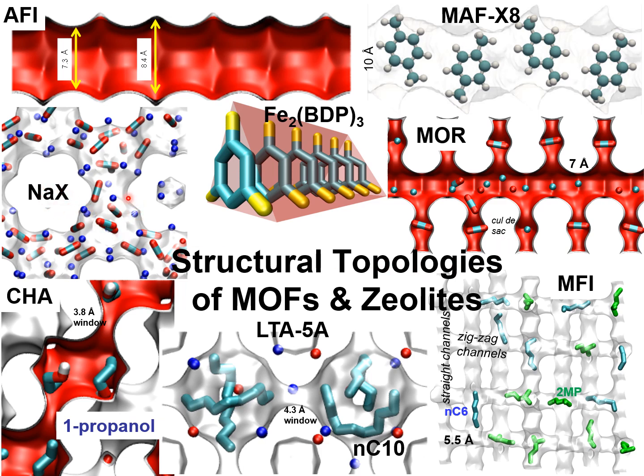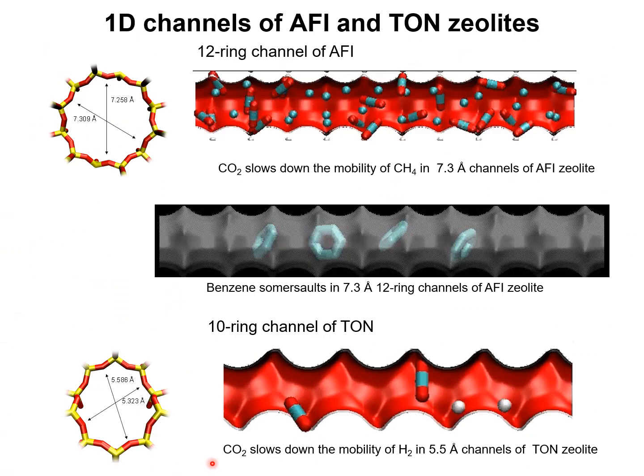Sodium X zeolite has cage diameters of approximately 11 angstrom separated by 7.4 angstrom windows. Chabazite zeolite has cages of 8.5 angstrom in size separated by 3.8 angstrom windows. LTA-5A zeolite has 11 angstrom cages separated by narrow windows of about 4.3 angstrom. MFI zeolite consists of a set of intersecting channels, straight channels and zigzag channels, and the channel dimensions are approximately 5.5 angstrom. In this presentation, I will focus on 1D channel topologies of zeolites and MOFs.